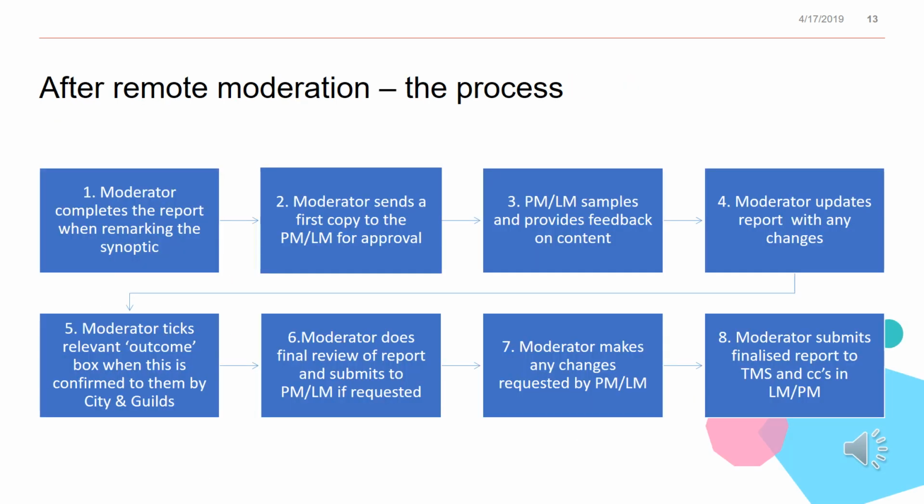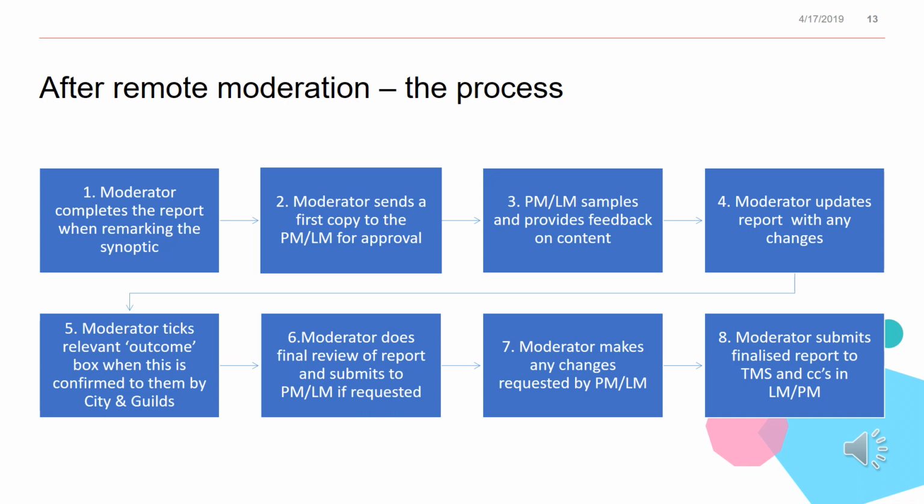And here's the process of what to do following your remote moderation. You complete the form and send this copy to your PM or your LM. He or she will provide feedback on the content which you must take on board, make those changes and implement in any further reports. You'll file this report and wait for the outcome to be confirmed by City and Guilds. You'll tick the relevant box and review the comments to make them suit the outcome.